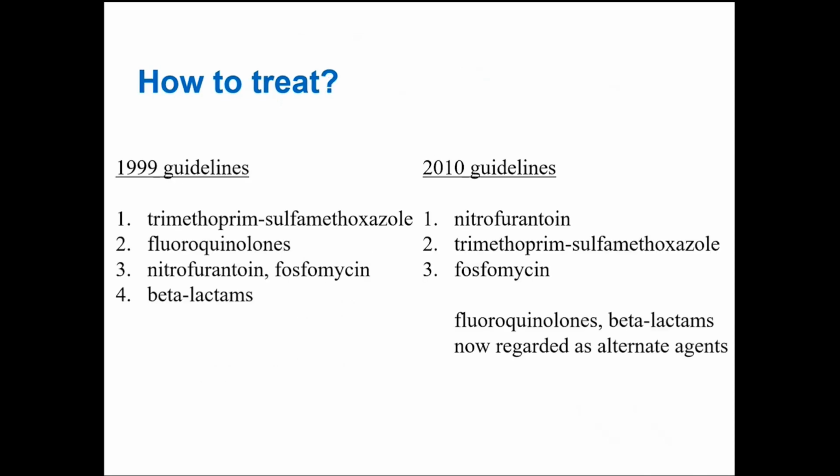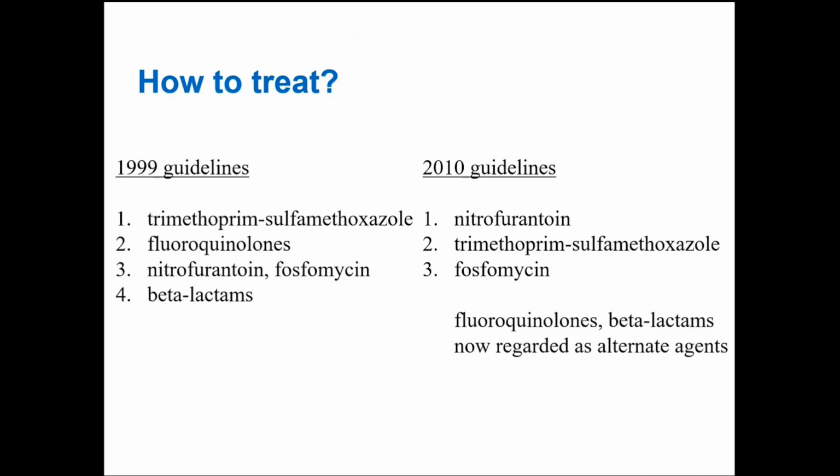How to treat? Well, this has changed over the years. Guidelines around 2000 had trimethoprim sulfa as a frontline antibiotic, the number one recommended. And then the second line was a class of antibiotics called fluoroquinolones, such as ciprofloxacin or levofloxacin. And third in line was an antibiotic called nitrofurantoin. And then fourth is things related to penicillins or beta-lactams.